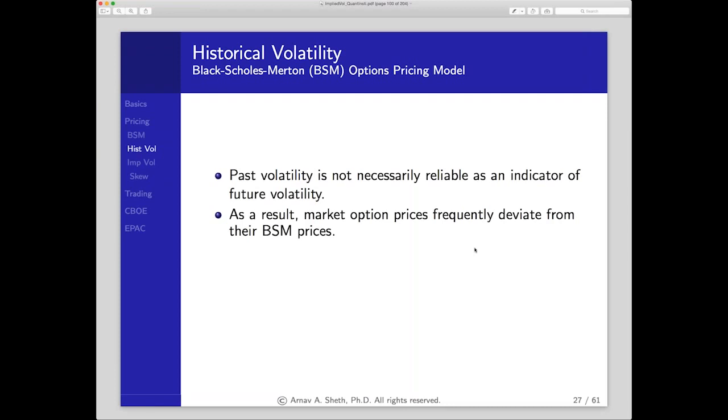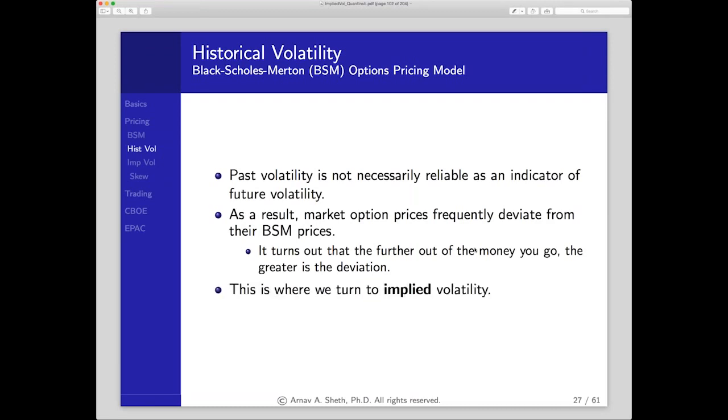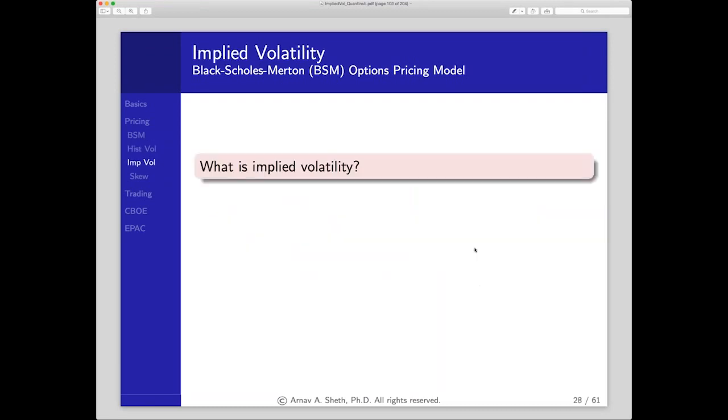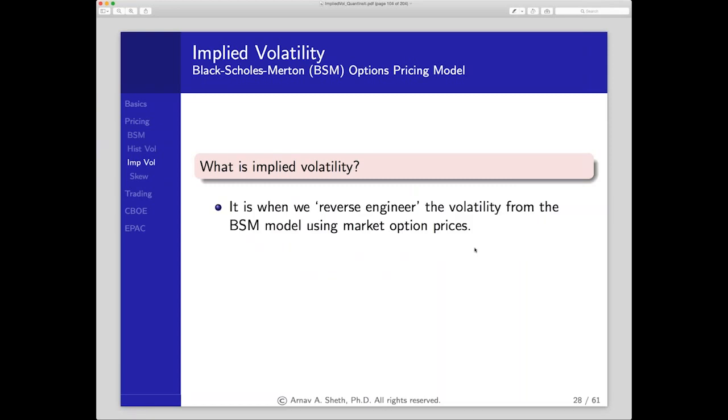Okay, so what we're going to talk about next is implied volatility, and so what is implied volatility? Implied volatility is when we reverse engineer the volatility from the Black-Scholes model using market options price. Okay, so we enter the market option price.